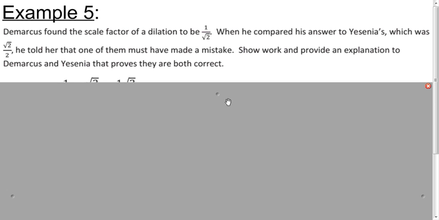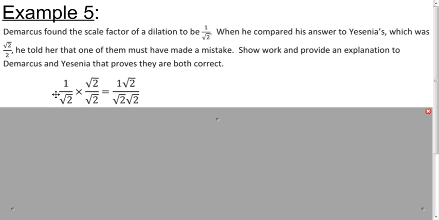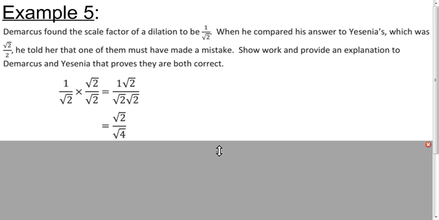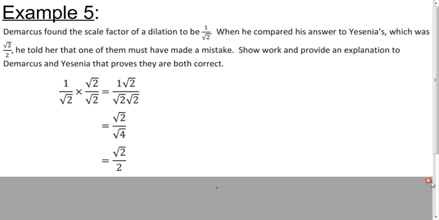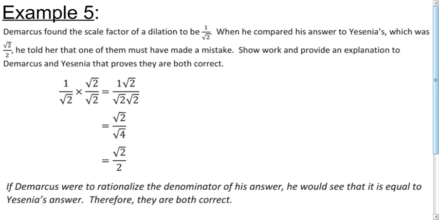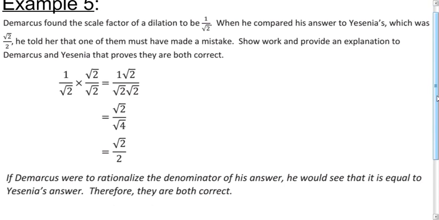Well, DeMarcus, all he would have to do is rationalize his denominator. That'll get rid of that square root of 2 in the denominator. So multiply that by square root of 2 over square root of 2. And we end up with square root of 2 over square root of 4, which is the square root of 2 over 2. So they are both correct. Those numbers are equal.